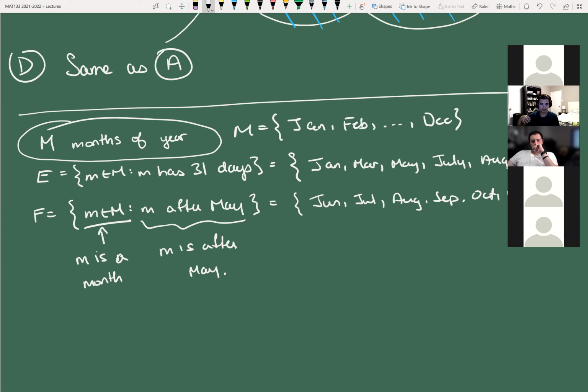Yeah. Isn't m a month that has 31 days? In E, right? This is a great question. So in E, little m is a month that has 31 days. But once I've finished the definition of E, little m becomes free again and I can reuse it, right? Like the definition of m is only local to the set E. But we could have called it something else. Like if this bothers you, we could definitely just call this something else as long as I replace it everywhere, right? So I could say x is a month such that x is after May or something like that, right?